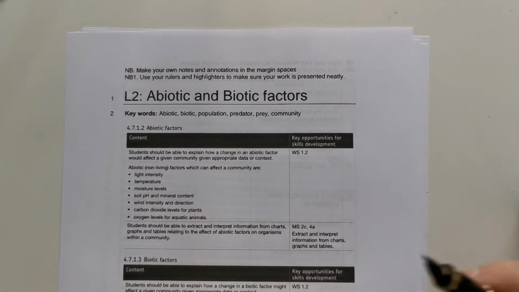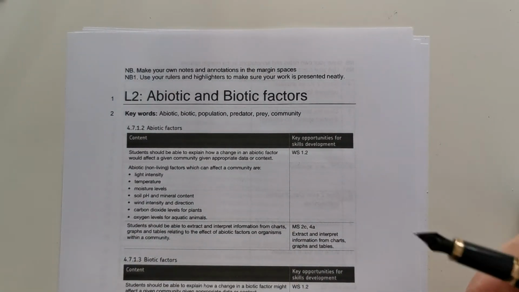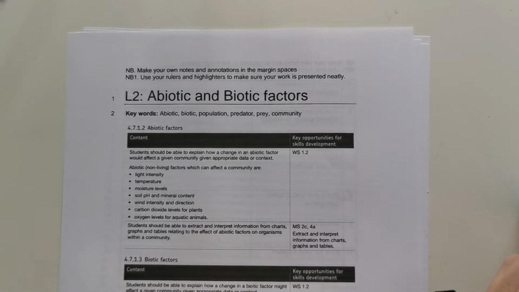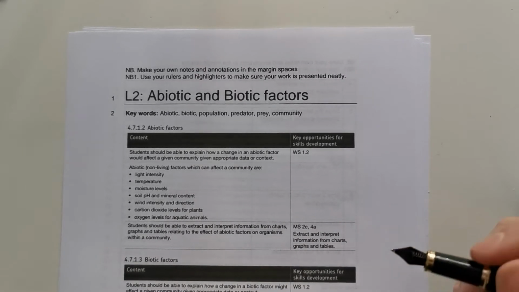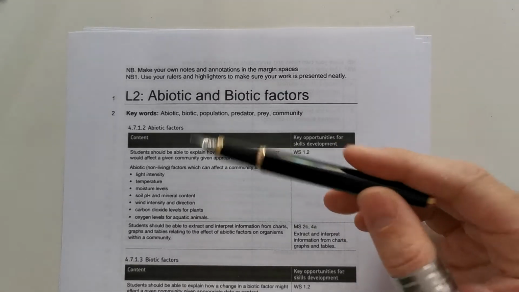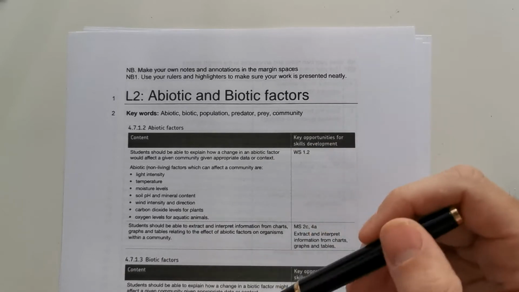Right, so welcome to the second lesson of the Ecology unit of your science course, on abiotic and biotic factors. You should see in your booklet, you're at about page 16, and we're going to be looking at the difference between abiotic and biotic factors today.